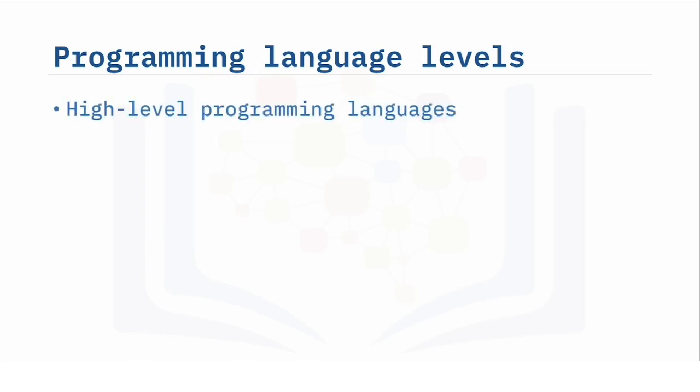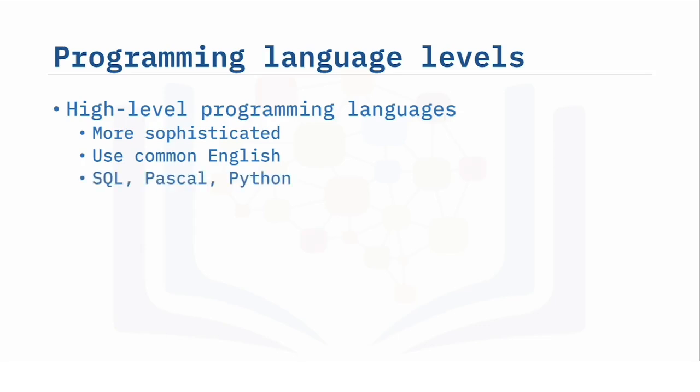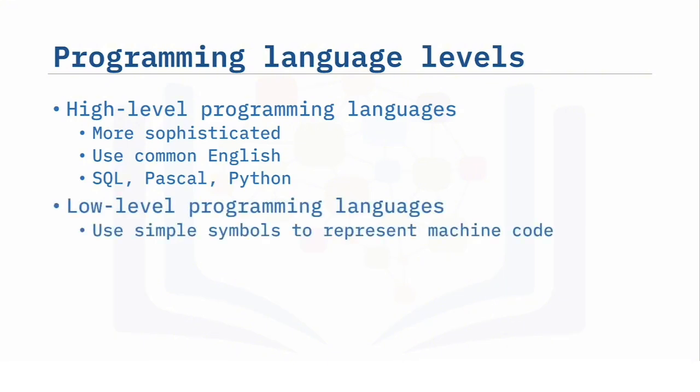A high-level programming language is more sophisticated and uses the common English language to make its code more understandable and to increase the speed of coding and debugging programs. Examples of high-level programming languages include query languages, such as Structured Query Language or SQL, structured programming languages, such as Pascal, and object-oriented programming languages, such as Python. In contrast, a low-level programming language uses a set of symbols to represent machine code. Examples of low-level programming languages include assembly languages such as ARM, MIPS, and x86.